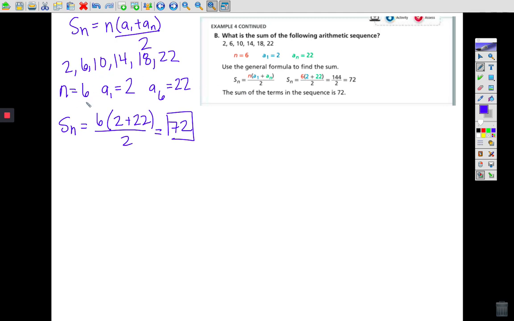All right, so the n is how many you have. So 1, 2, 3, 4, 5, 6. The 1 means your first term. And then, this will change. Let's say we had 7, this will be a sub 7, okay? Because it's just whatever your last term is. So our last term was the 6th number, right? So that's where we got the 22 from.